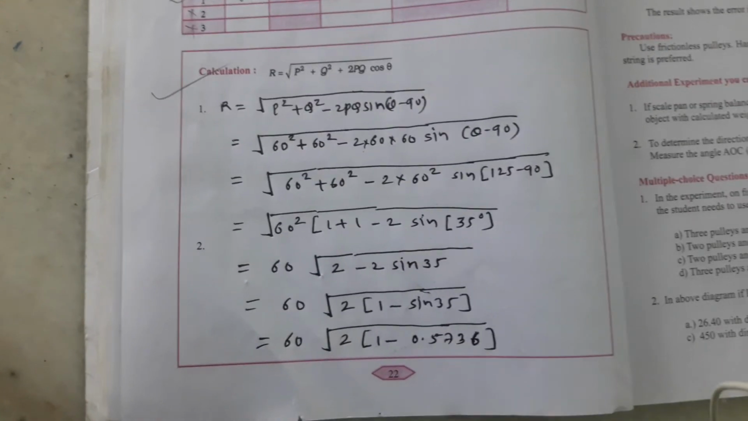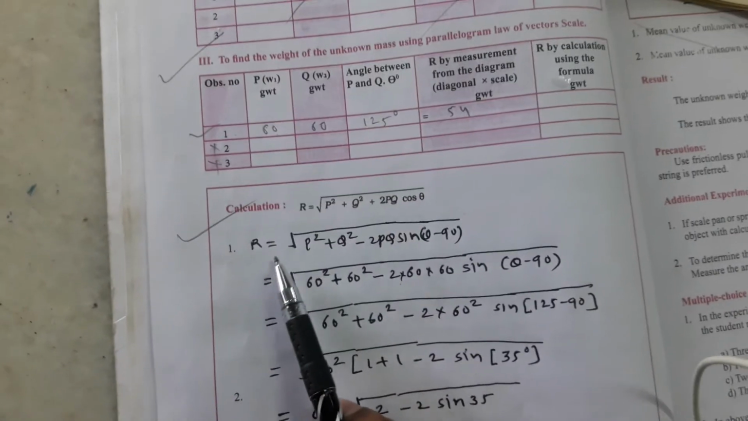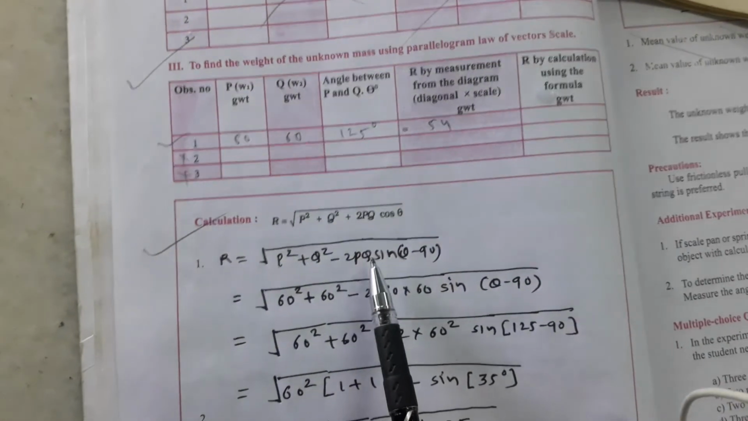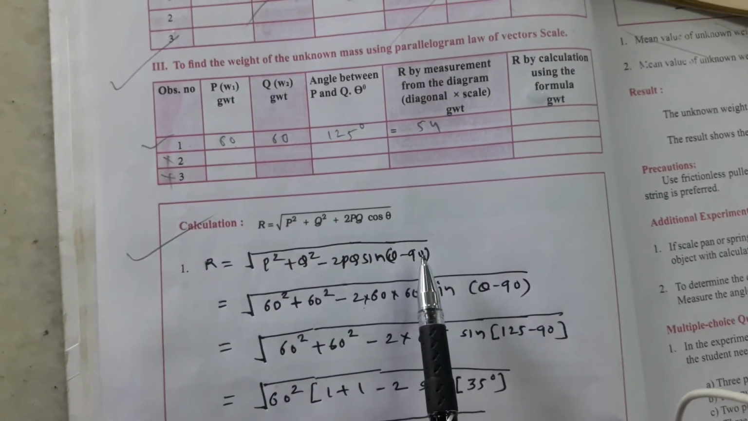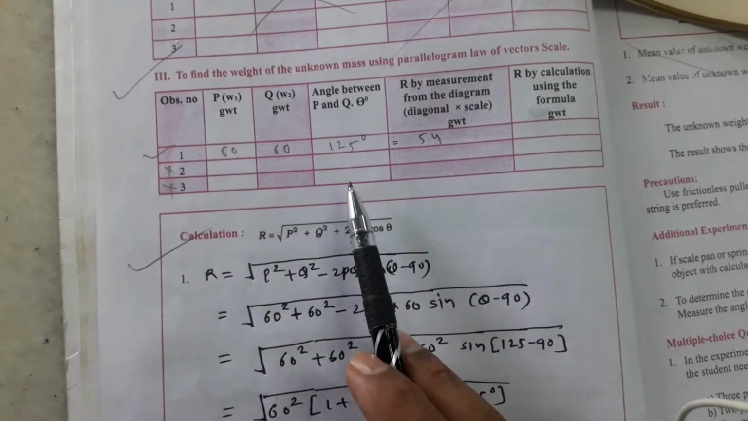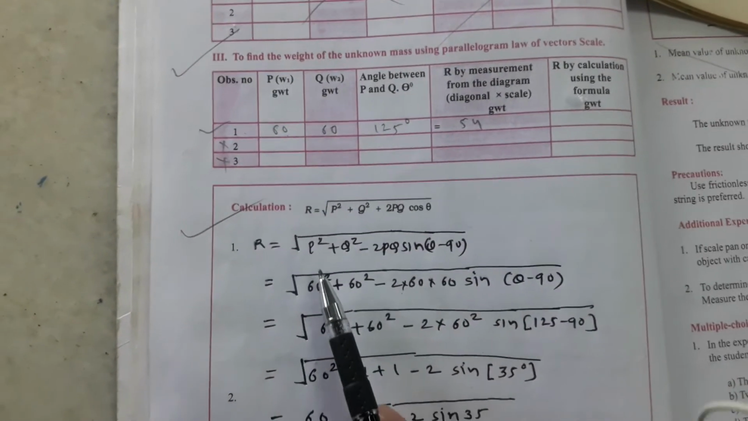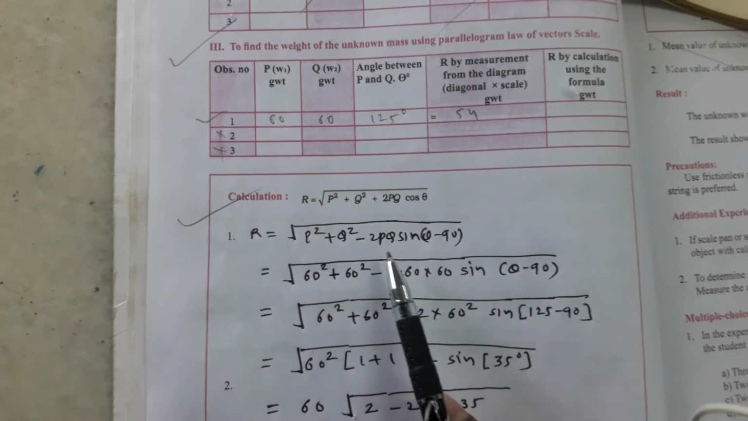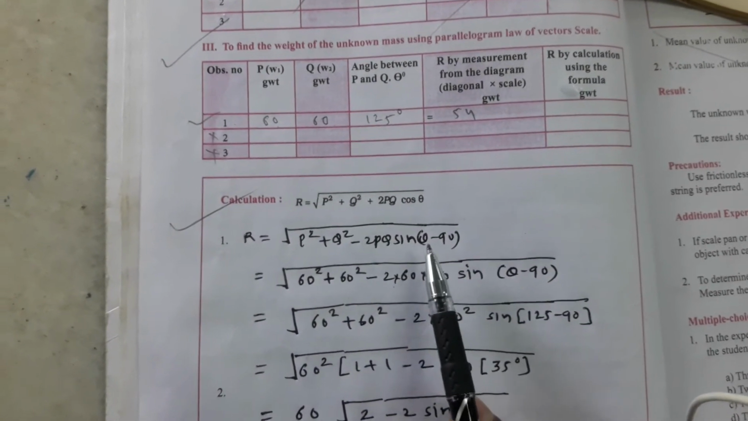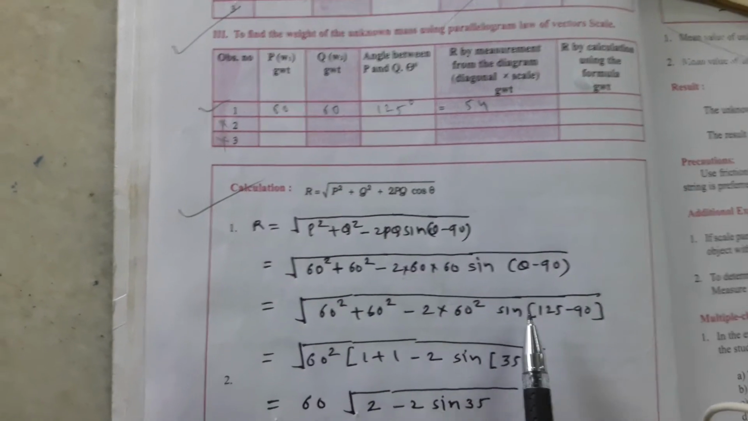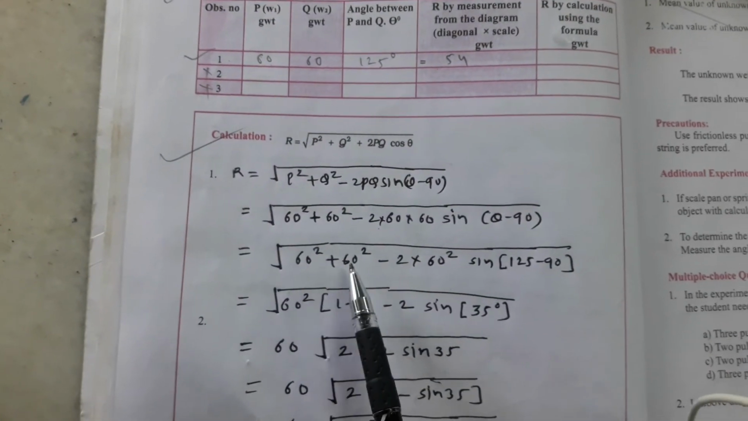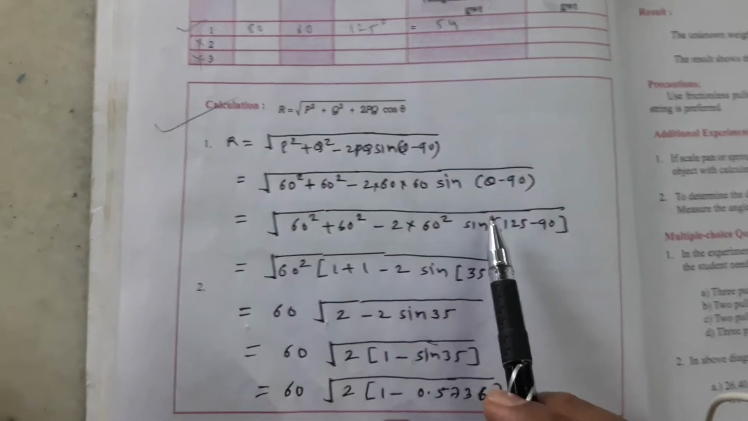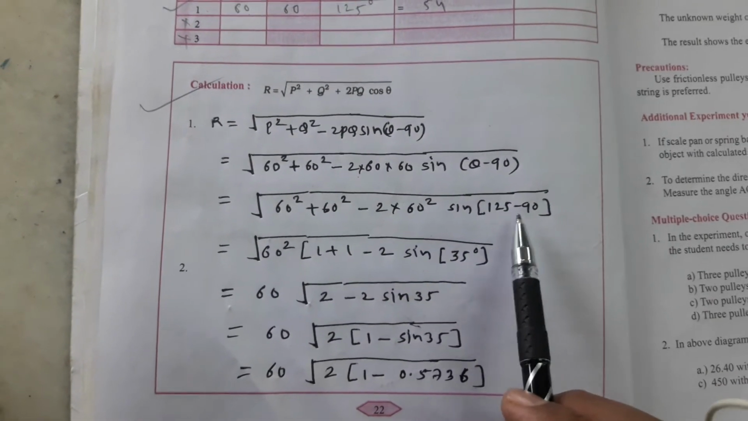Now the calculation part. R is equal to root of P square plus Q square minus 2PQ sin theta minus 90, as our theta is greater than 90. P is equal to 60, Q is equal to 60, theta is 125. So we did the calculation, 60 square plus 60 square minus 2 into 60 into 60 sin 125 minus 90.